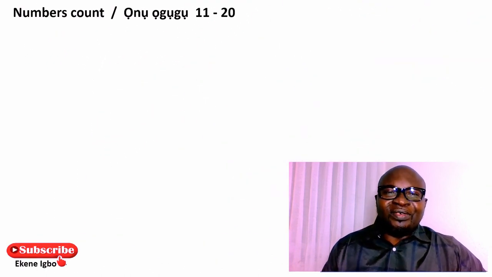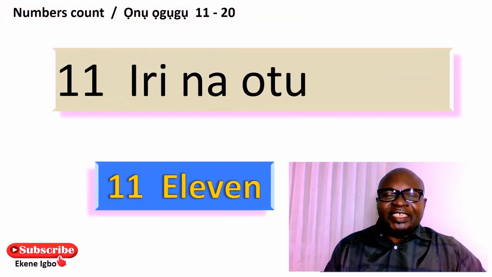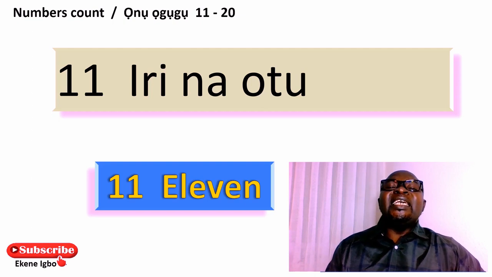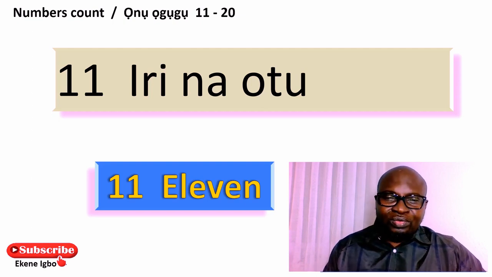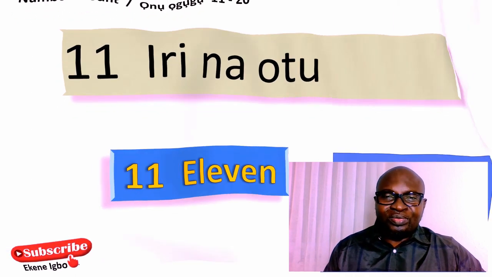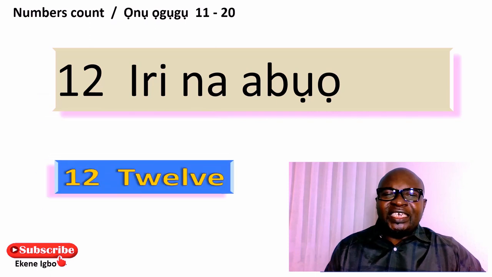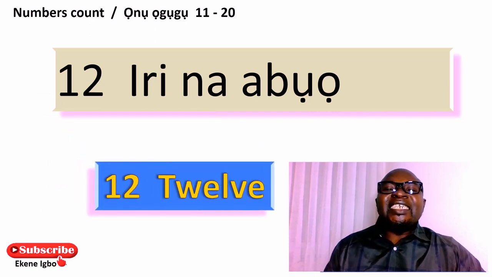So we go to number 11. Number 11 in Igbo is iri na otu. Iri na otu. Then number 12 will be iri na abuo.